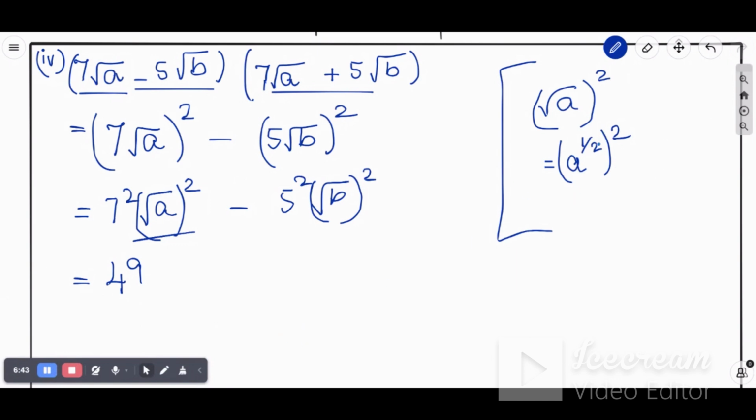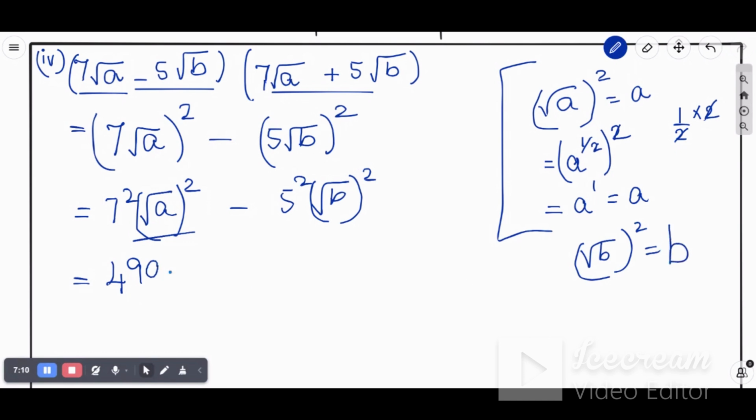So that will be nothing but this 2 and 2 will get cancelled with the formula a power m, the whole power n is equal to a power mn. You are multiplying this 1 by 2 and your 2. So you will get it as 1. So a power 1, which is nothing but your a. So square root of a the whole square is equal to a. And similarly, we will get the square root of b the whole square is also equal to what? Yes, it will be b.